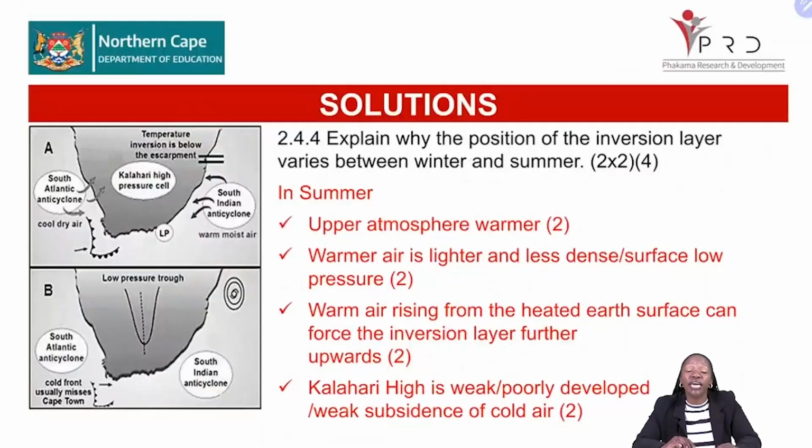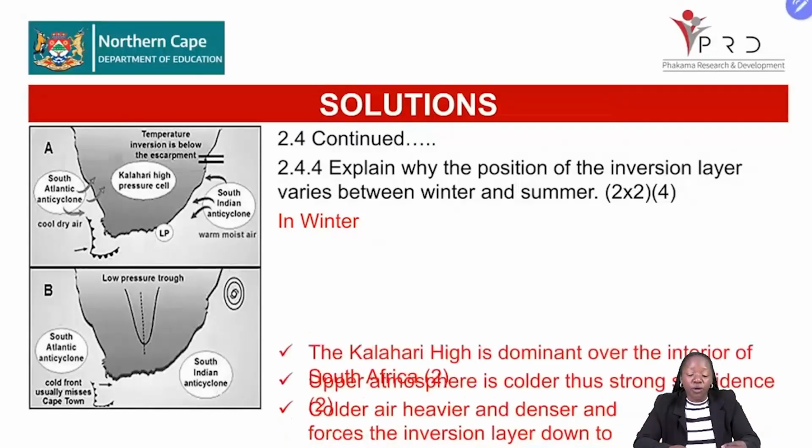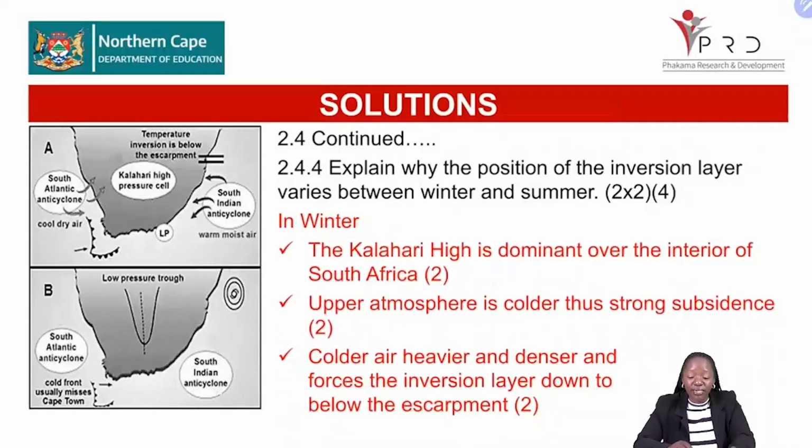We are also looking at the Kalahari. As you can see, the Kalahari is nowhere to be found on the diagram. So what happens? The Kalahari high is weak, or poorly developed, with weak subsidence of the cold air, because there is a lot of warm air that is rising. Then, in terms of the winter, we're looking at the Kalahari that is dominant over the interior. As you can see there, the Kalahari is dominant in the interior.